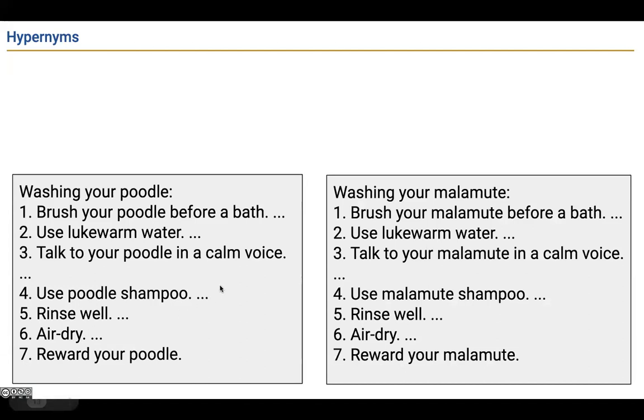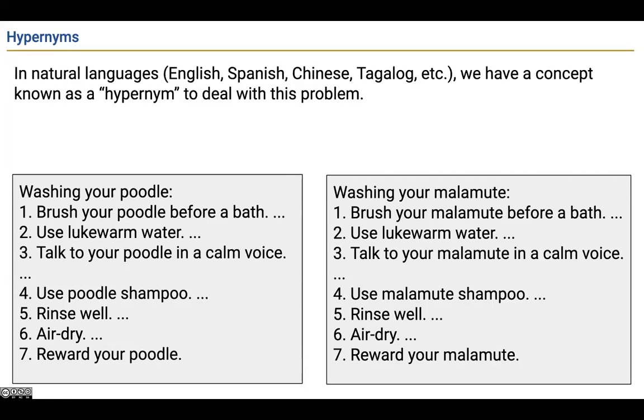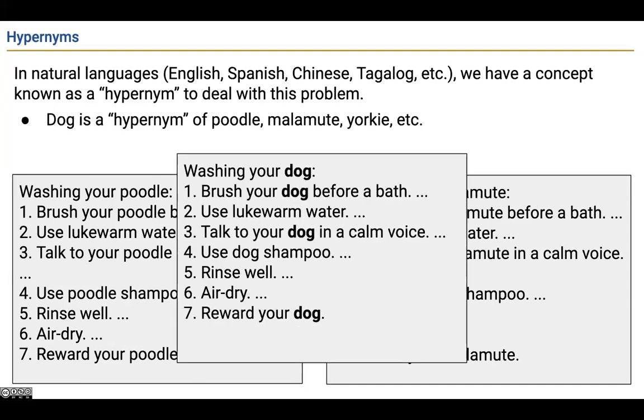So when we're faced with this problem in the real world, we're not going to copy paste this exact same set of dog washing instructions for every possible dog. Instead, we might write one general purpose instruction for all types of dogs. We know a poodle is a dog, a Malamute is also a dog. So maybe we'll come up with a set of instructions that works for all types of dogs. It might look like this. Here's the instructions for washing a dog. Brush the dog before a bath, use lukewarm water. I'm not going to read that again, but you get the idea.